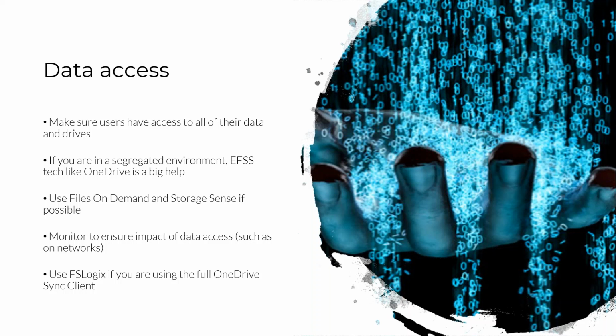Data access is another thing worth calling out. You've got to make sure your users have access to all of their data. We're in a segregated environment, so OneDrive was a big help for us. If you're on Server 2019 or higher versions of Windows 10, Files on Demand and Storage Sense can make a huge difference. You need to monitor to ensure that you're not providing access to data and impacting the network. That's one thing we found, because we weren't on Server 2019. We had to use the OneDrive web client because the network uplift would have been too much. But again, that's where monitoring helps you. If you're using the full OneDrive sync client, and obviously FSLogix is your friend there as well.